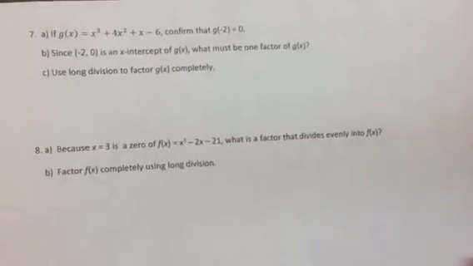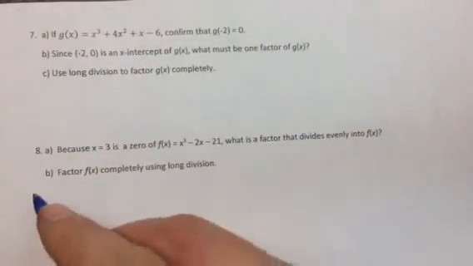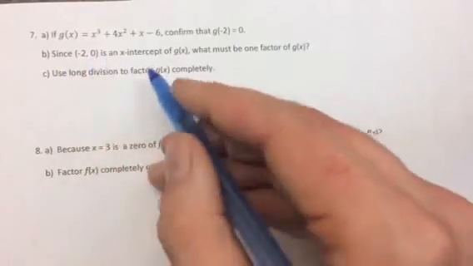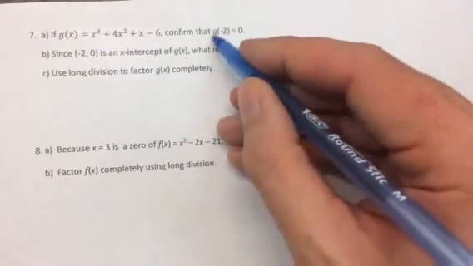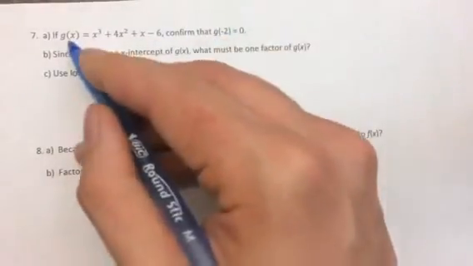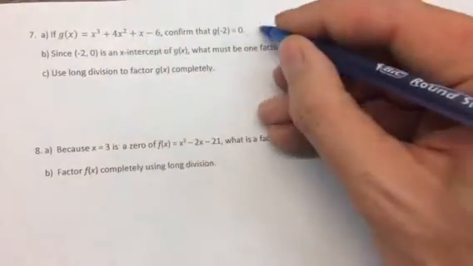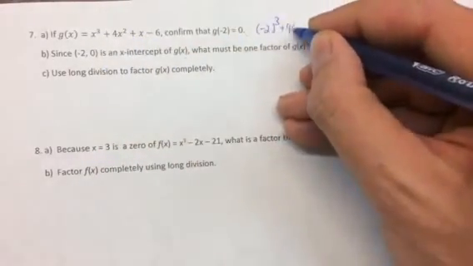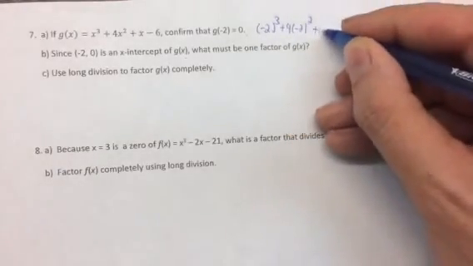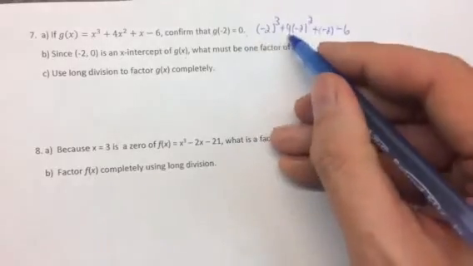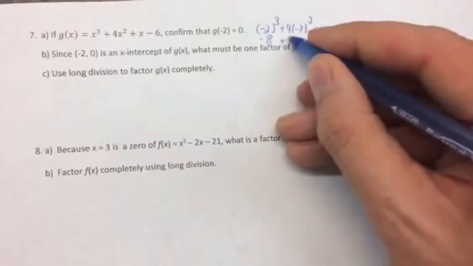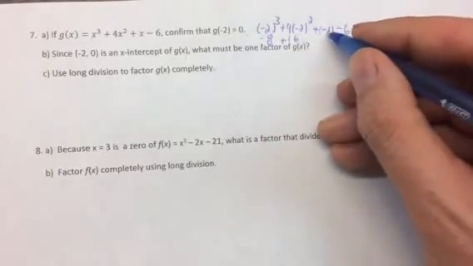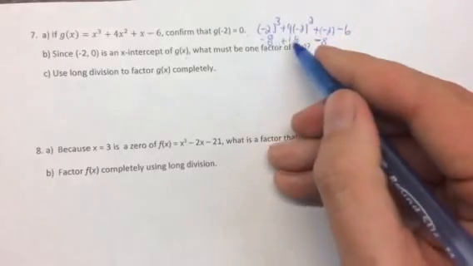All right, let's look at some of the ones in the back. All right, number 7. Since negative 2, 0 is an x-intercept of g of x, what must be one factor of g of x? Oh, part A says confirm g of negative 2 is 0. So this is g of x. G of negative 2 means we plug in negative 2 for x. So we've got negative 2 cubed plus 4 times negative 2 squared plus negative 2 minus 6. And we want to see what g of negative 2 is equal to. Well, this is negative 8. This is plus 16. And then minus 2 minus 6 is minus 8. Negative 8 plus 16 minus 8.